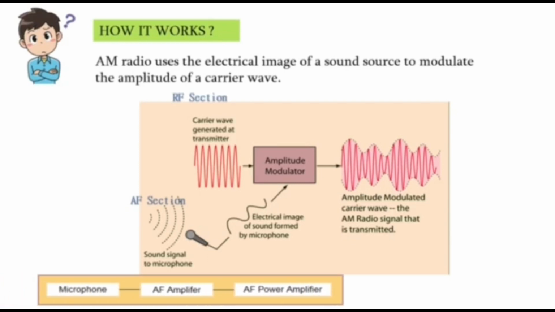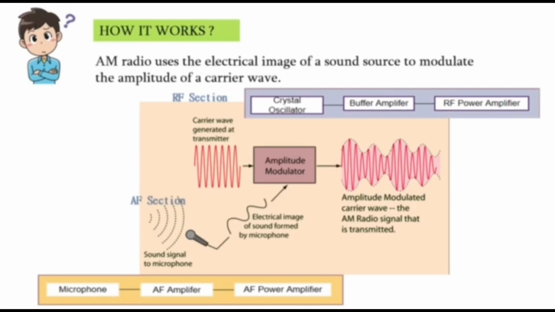The AF section consists of a microphone, AF amplifier, and AF power amplifier. The AF section of the transmitter generates the modulating wave, that is the signal. The conversion of sound energy into electrical energy is performed by a microphone. The electrical energy available from the microphone is very low, hence it is amplified through an AF amplifier, and the output from the AF amplifier is fed to the AF power amplifier, which provides the required audio frequency power. Then the output is given to the modulator. A modulator is an electronic circuit that performs the process of modulation.